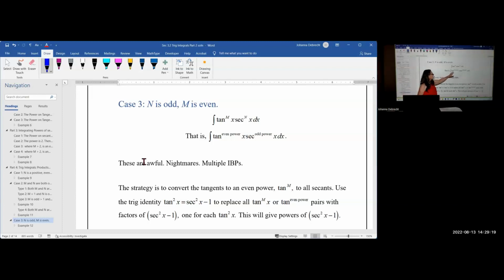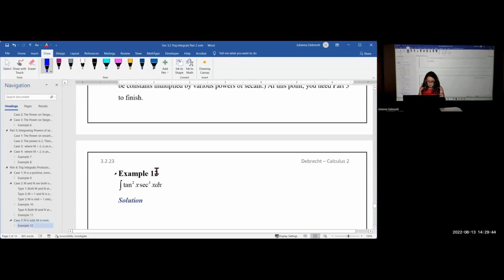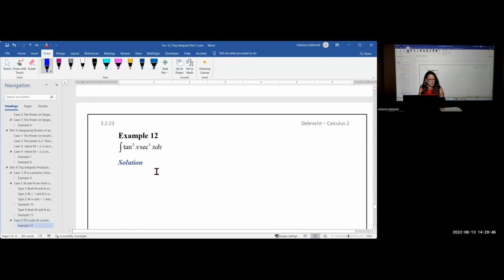We're going to take the tangents, since there's an even number of them, and we're going to convert them into powers of secant using the Pythagorean identity. Then that gives me all secants. And then I'm back to that previous part where I was integrating powers of secant only. So that makes it a much easier strategy. And again, there's more than one way to go here, but that's basically what I'm going to try on this particular one.